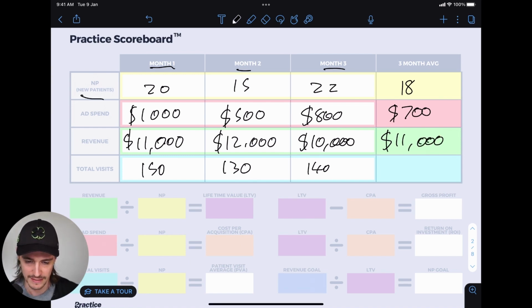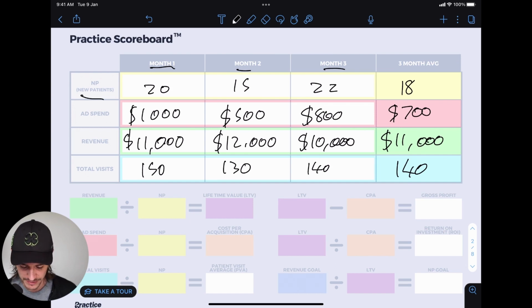And average regular visits is 140. Now, for the math geeks out there, I probably didn't do this perfectly with the calculations. I'm doing this to give an example, okay? So the averages might not be exactly what that is, but just go with it. So each of these, you can see that they're color-coded, right?